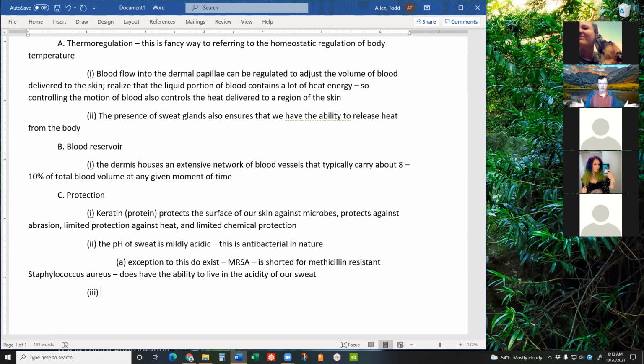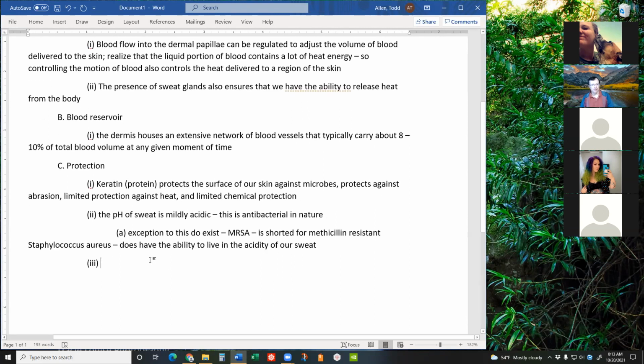Protection, that's our topic here. So we have keratin protecting us from a variety of hazards. We have the acidity of your sweat being protective against many species of bacteria, not all species. We have the melanin from the melanocytes. Melanin is produced in melanocytes, and it protects our skin cell DNA from damage from ultraviolet radiation.